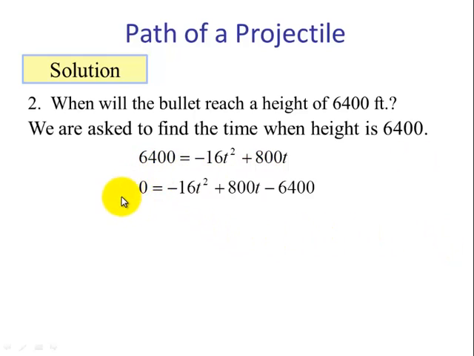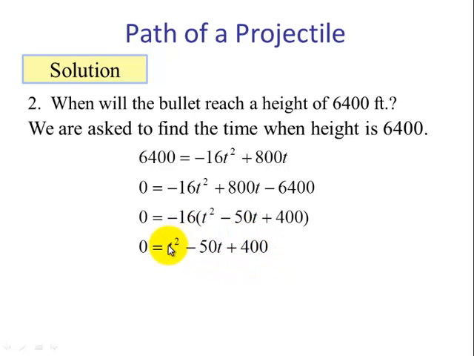Now it's equal to 0. Next, we want to factor out a negative 16, and now we have 0 equals negative 16 times the trinomial t squared minus 50t plus 400. Next step, we want to get rid of the negative 16, so we divide this side by negative 16 and this side. Now we try to factor this trinomial.